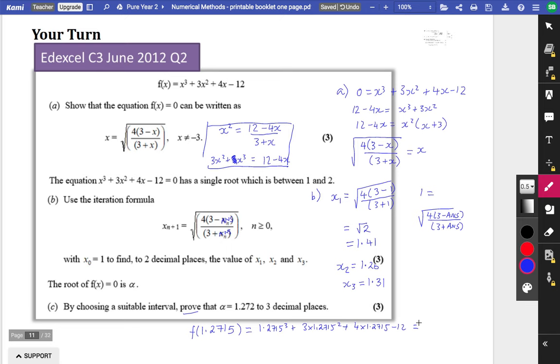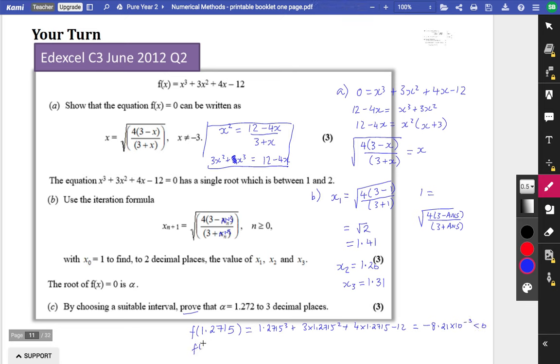I'll store 1.2715 in my calculator as the answer, and I'm now just going to have answer cubed plus 3 answer squared plus 4 answer minus 12. Saves me doing some typing, and we get a very small value. We get minus 8.21 times 10 to the minus 3, which is less than 0.